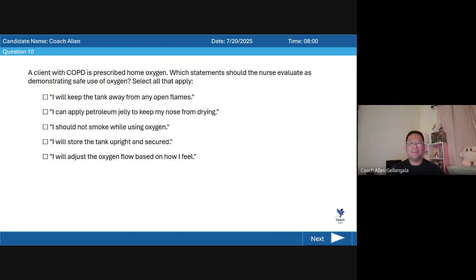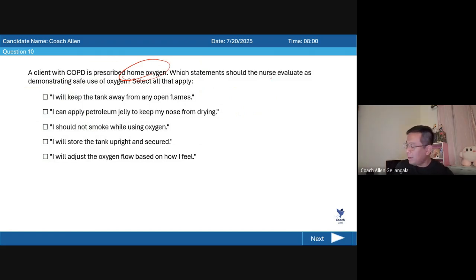Last question, select all that apply. A client with COPD is prescribed a home oxygen treatment. Very common here in the United States is that they will have a DME, what we call durable medical equipment, and they will be supplied their own oxygen tank at home. Yes, it's refillable. Unlike in the Philippines where you need to buy the entire system, here it is covered by their insurance.